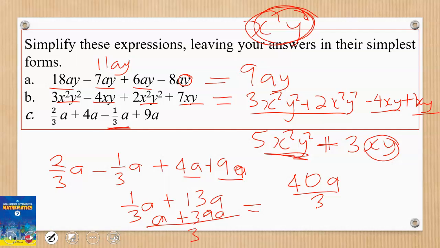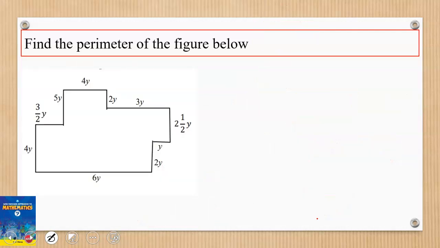So with that addition and subtraction, our answer becomes 40a over 3. We can change it to a mixed number or mixed fraction, but for now, let's leave ours like that. Our major aim is to know just the addition and subtraction. All right. So the last thing we want to do under this is to look at how to find the perimeter of the figure below.